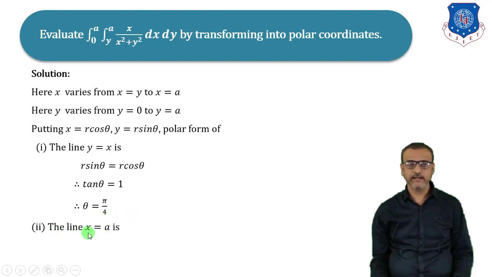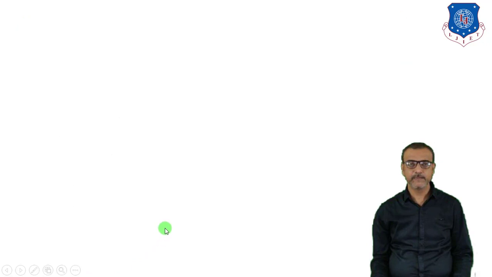Now the line x equals a is, replacing x by r cos theta, and this is equal to a. Therefore r equals a upon cos theta, and 1 upon cos theta is sec theta. So r is a sec theta.